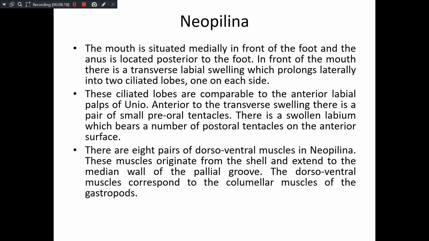These ciliated lobes are compared to the anterior labial palp of Unio, which you have seen. That's a freshwater bivalve. Anterior to the transverse swelling, there's a pair of very small preoral tentacles, and there are 8 pairs of dorsoventral muscles in Neopilina. Muscles arise from the shell and extend up to the median wall.